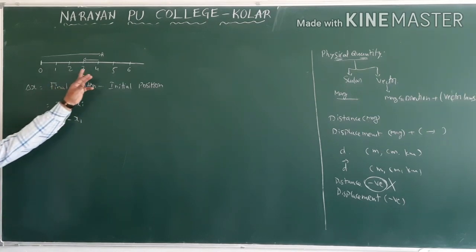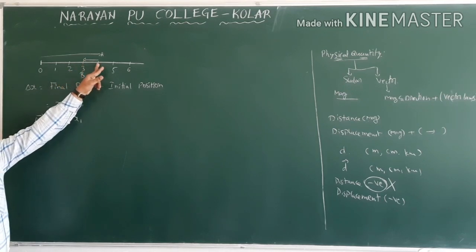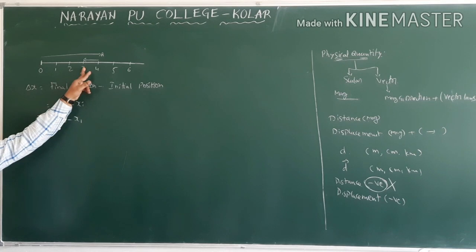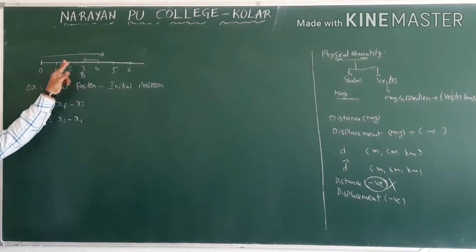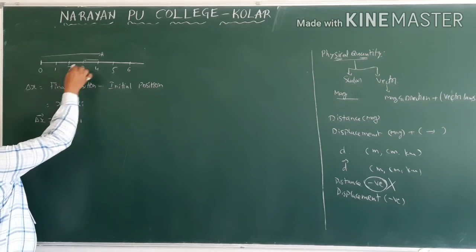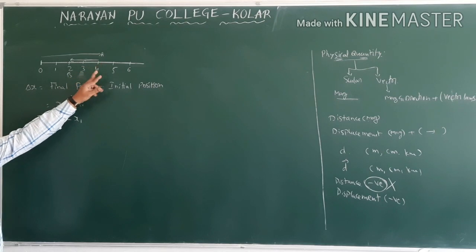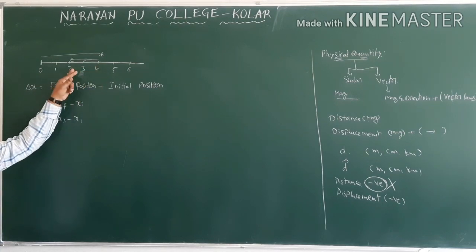So whenever it is moving from 4 to 3, from A to B, what is the initial position here? A. Final position, how much? 3. Otherwise you can take 2 also. There I think I took 2. Therefore you can take this B here. Okay, so whenever it is moving from A to B, I am saying.